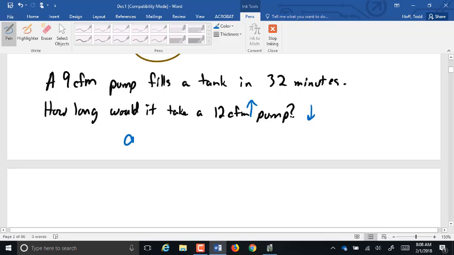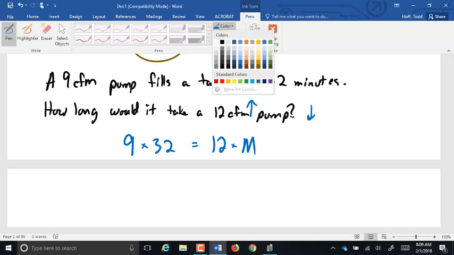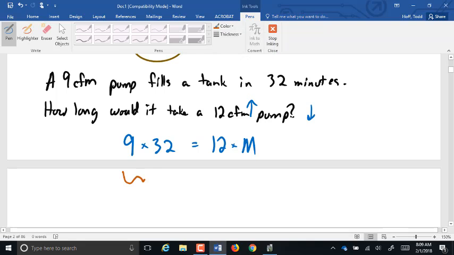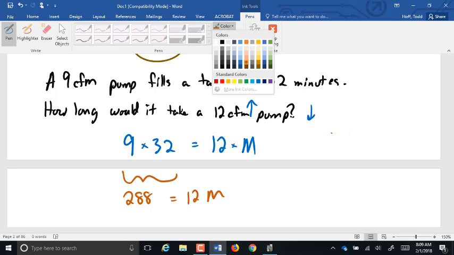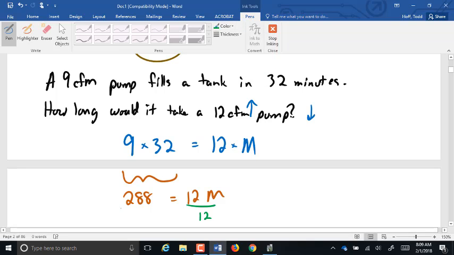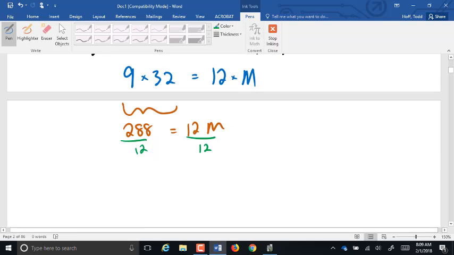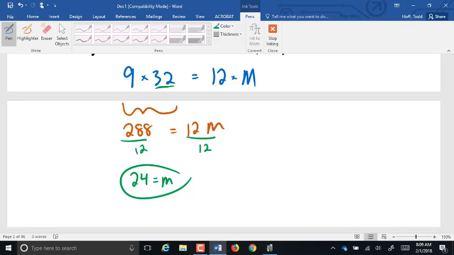Same concept. 9 CFM is my rate times my 32 minutes. That's going to equal 12 CFM times whatever that minutes are going to be. I'll put an M there. So 9 times 32 is 288. And we divide by 12. We get 24. So it goes from 32 minutes down to 24 minutes. That's an inverse relationship.